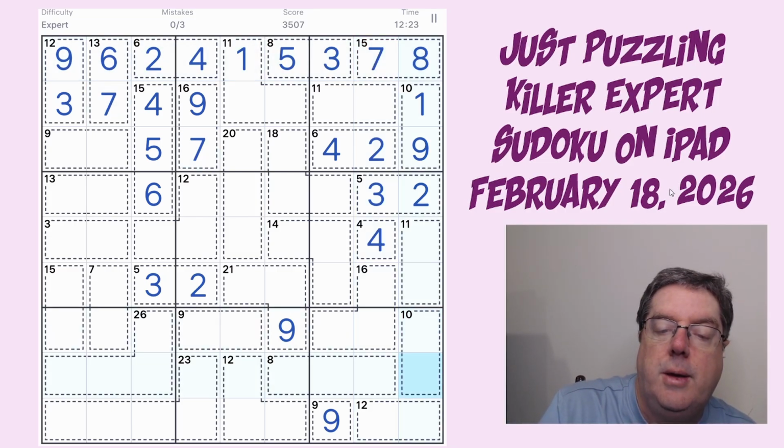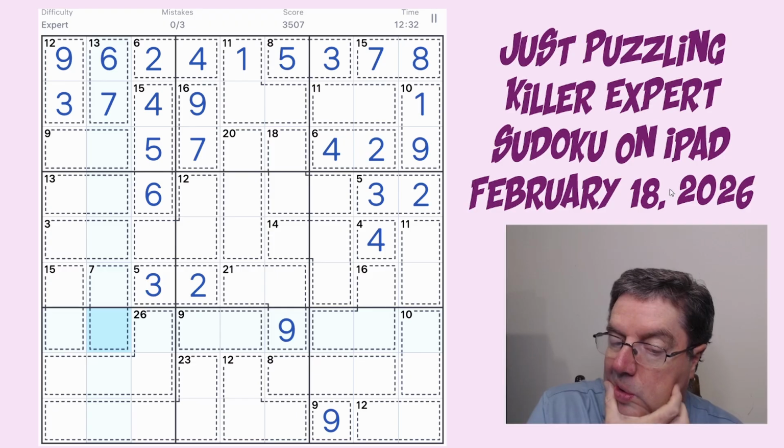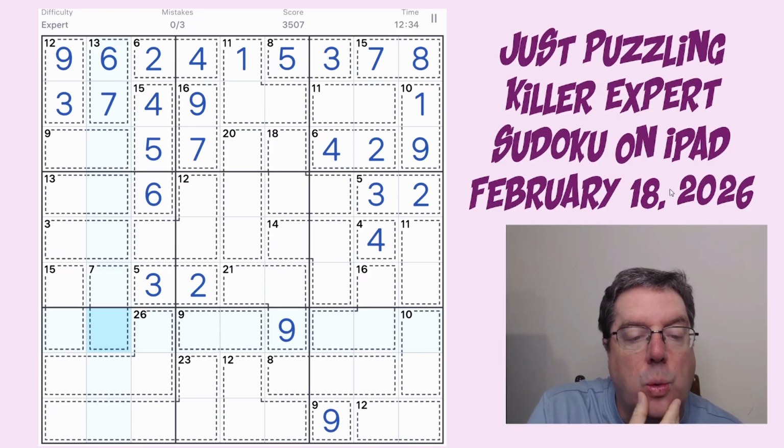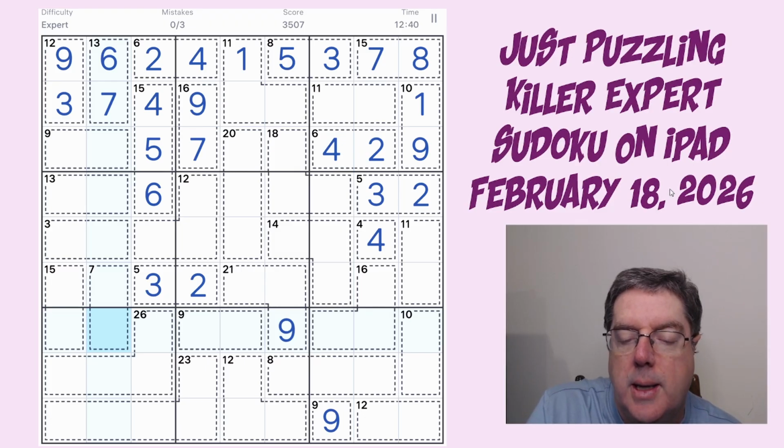3 and 7 there, 7's going to be one of these. 7, 6, so 6 and 1's out of there. 2 and 5 and 3 and 4 still work. 1, 8, 3, 6. So 9 is already done. 9 comes up here, 9 comes down here, so by rules of Sudoku that's a 9.